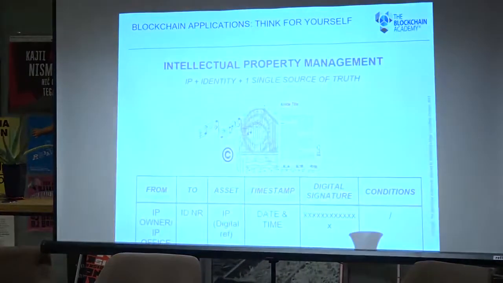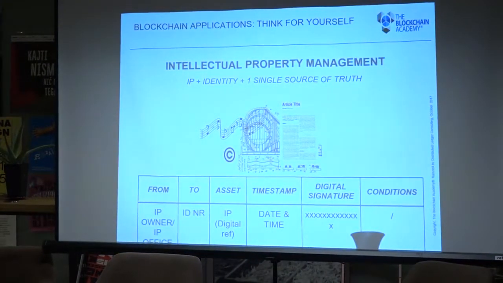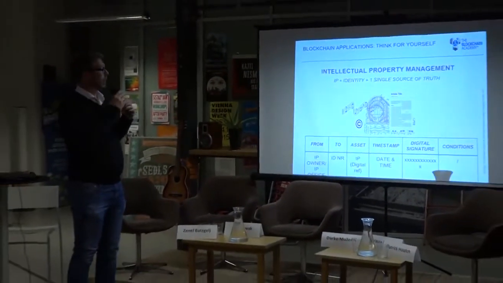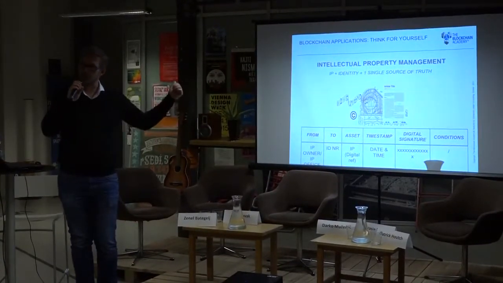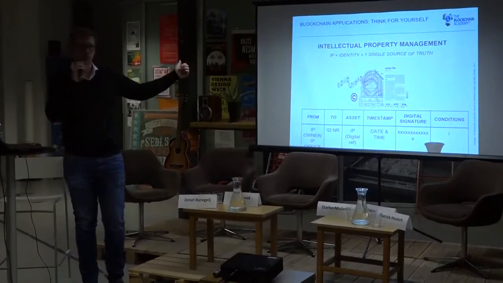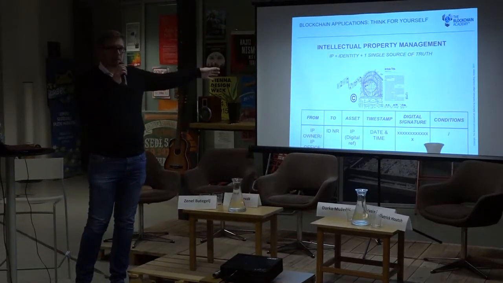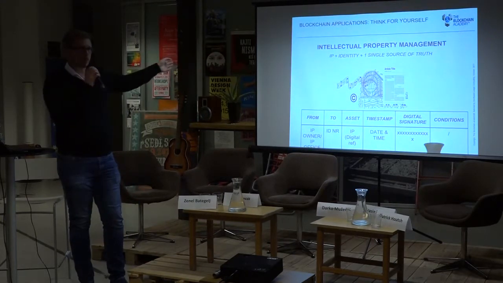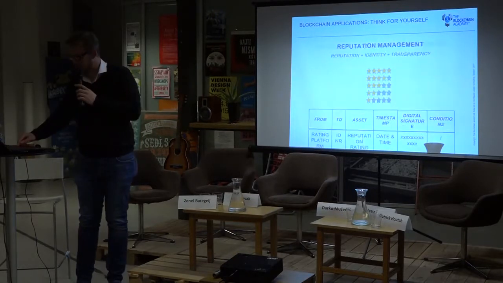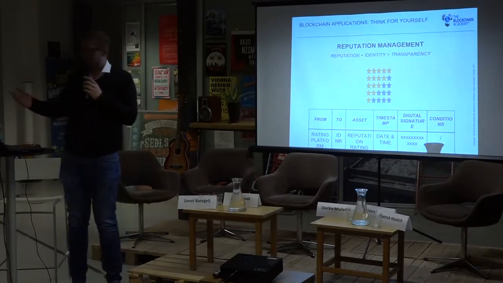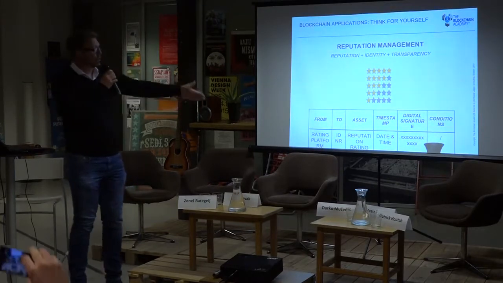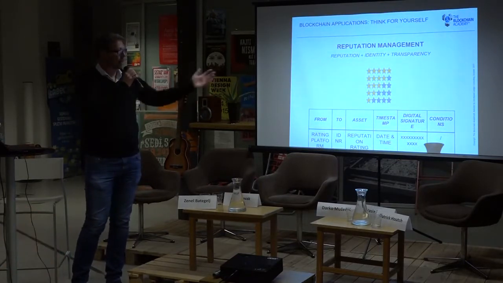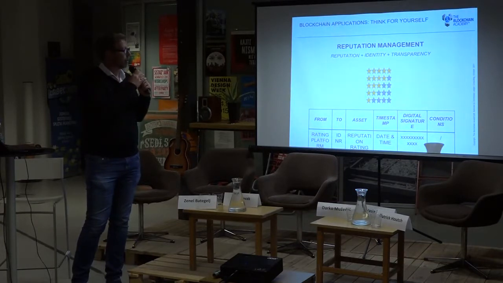You could have an intellectual property management system. You take intellectual property, any kind of intellectual property, as an asset. You combine it with the other asset we created before, or the government potentially created before for us. You combine these two assets, you combine it with one single source of truth again, and you have an intellectual property management system. Okay? Let's move on. Reputation management system. From a rating platform to the person that is rated, a certain reputation rating as asset. It is digitally signed, and you have another application on the blockchain.